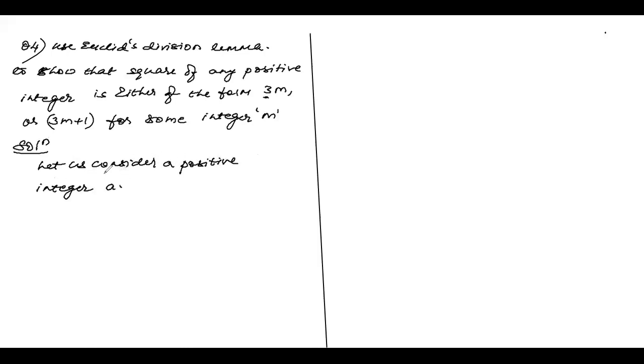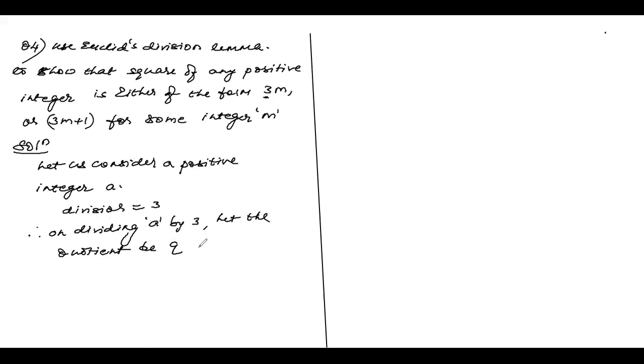Let us consider a positive integer a. Got it? Now, what is the divisor? Divisor equals 3, you get it from the question, okay? Therefore, on dividing a by 3, let the quotient be q and remainder be r.